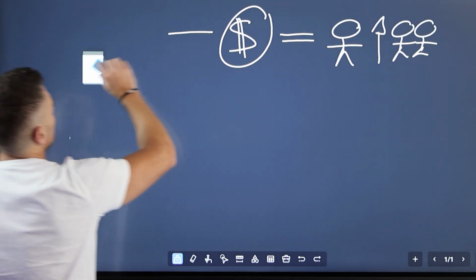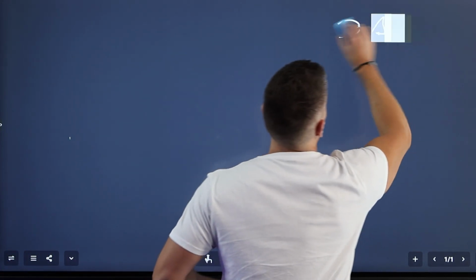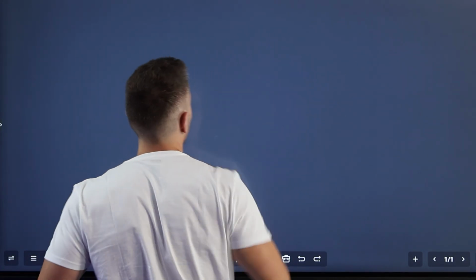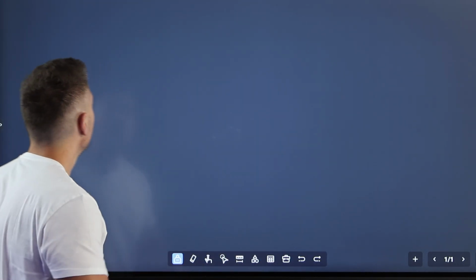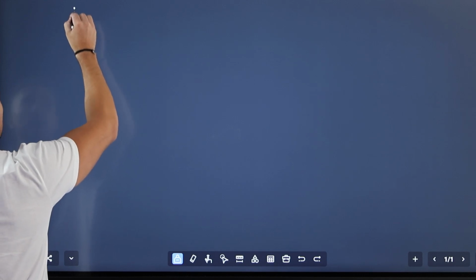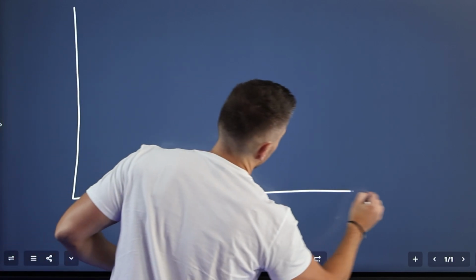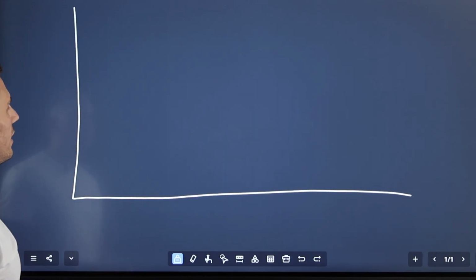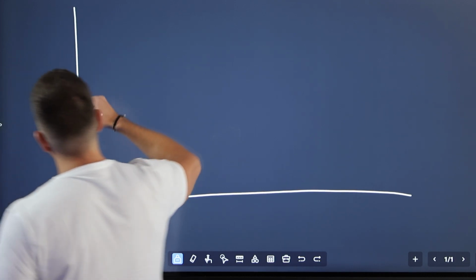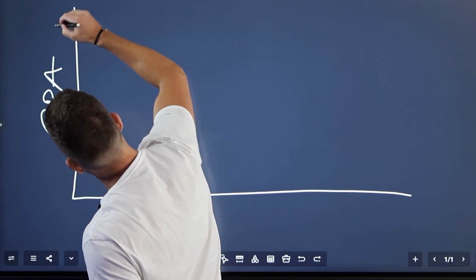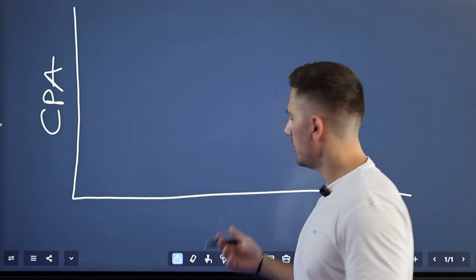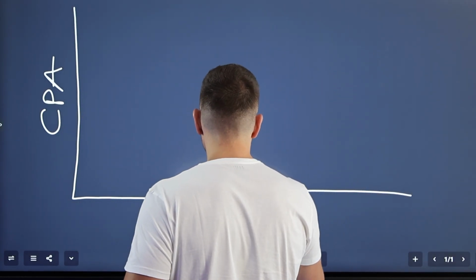Now that we know that, let's talk a little bit about how you can try and position yourself in a market and create brand for yourself in order to ensure you have the lowest cost per acquisition. Okay, so in order to explain that, I'm going to draw a little chart here for us. And this chart will have two axes. The one axis will be our CPA, which is our cost per acquisition, and the other one will just be time.